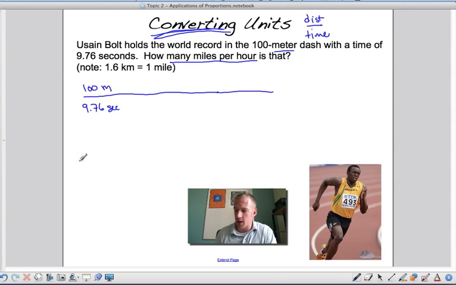Now, I want you to think for a second. What is 1 kilometer over 1 kilometer? That just equals 1. Now, whenever I multiply something by 1, it does not actually change it.